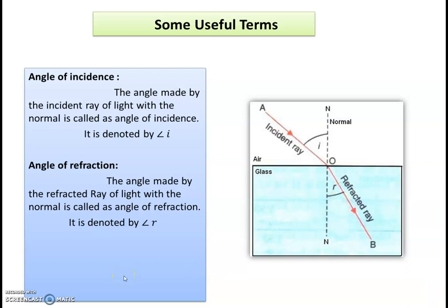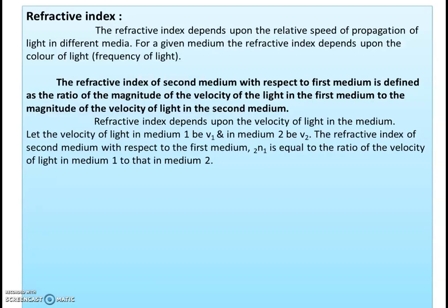These two terms are very useful in order to understand the refraction of light. In this topic, we will learn about the refractive index. One thing we should know is that the refractive index of different media is different. Now let us learn the definition as well as how to find out the refractive index of the different materials.